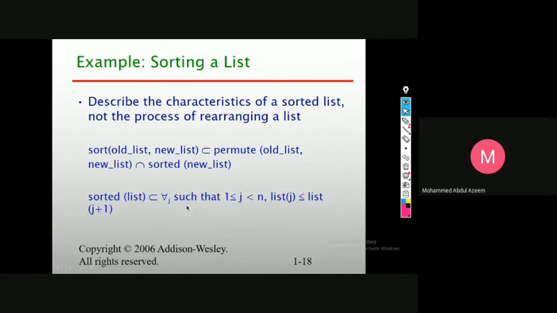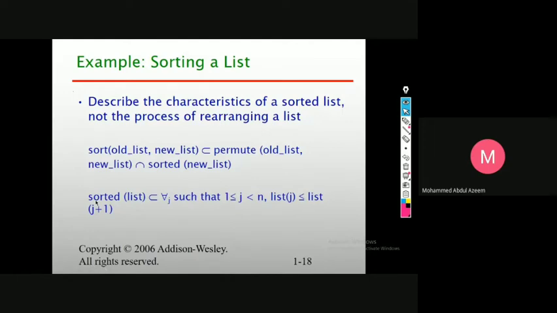Okay, for all such j, where j is varying between 1 to n, you say that the elements of the list being indexed with this j are ordered in such a way that the predecessor is less than or equal to the successor. Then you say the list is sorted. Got it? So this is how you have defined the operation of sorting on a list, right?